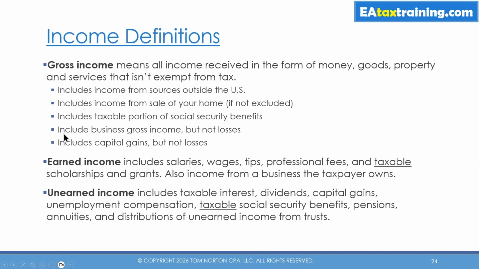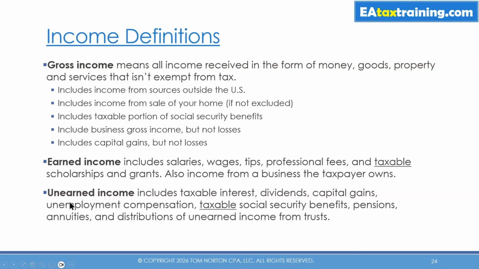Then gross income is going to be broken down into two general types, earned income and unearned income. So earned income includes salaries, wages, tips, professional fees, income from a business that the taxpayer owns. So it's kind of intuitive what earned income would be. The one that's not so intuitive is scholarships and grants. So taxable scholarships and grants are also included in earned income. Most scholarships and grants, as we'll find out later, are not taxable. However, some are. So if you have taxable ones, they are included in earned income.